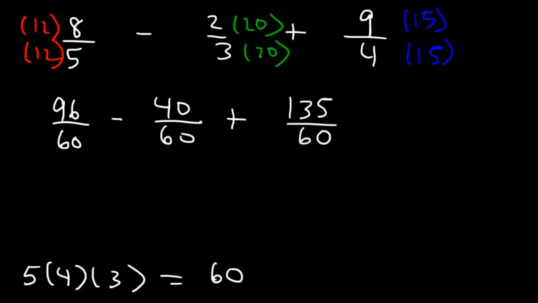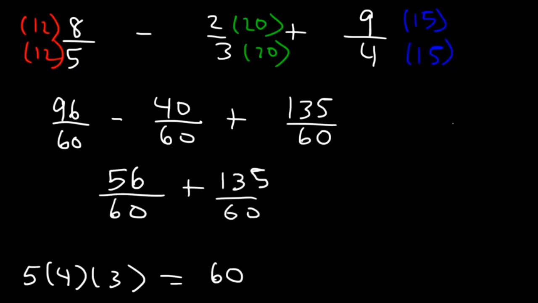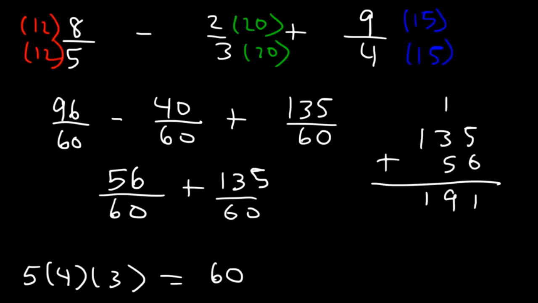Now, 96 minus 40, that's positive 56. And 56 plus 135. Let's go ahead and add those two numbers the old-fashioned way. 5 plus 6 is 11, carry over the 1. 1 plus 3 plus 5 is 9, plus 1. So the final answer is 191 over 60.